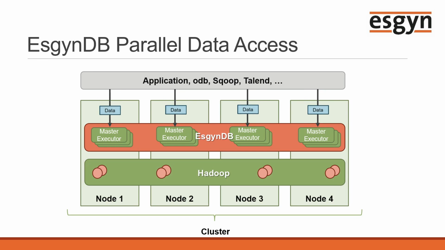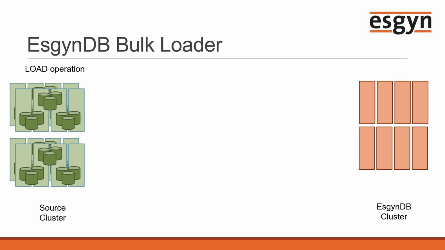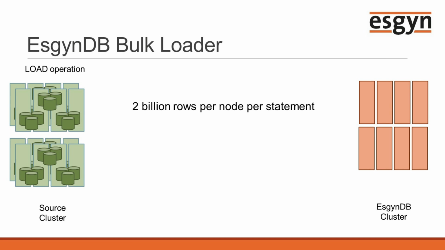But what do you do if you need to load billions of rows into EsgynDB? For such cases, you would use the EsgynDB bulk loader. It allows you to load 2 billion rows per node in parallel in one statement. So for an 8-node cluster, you can load 16 billion rows with just one statement.